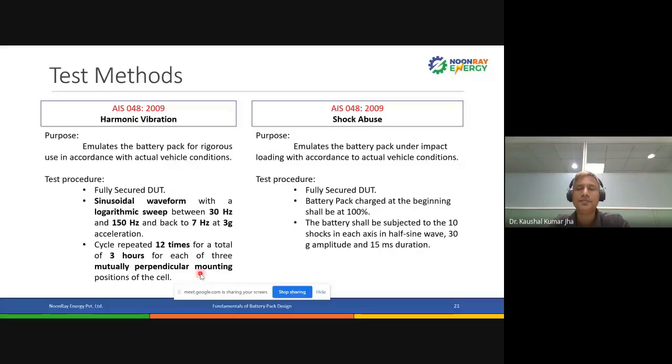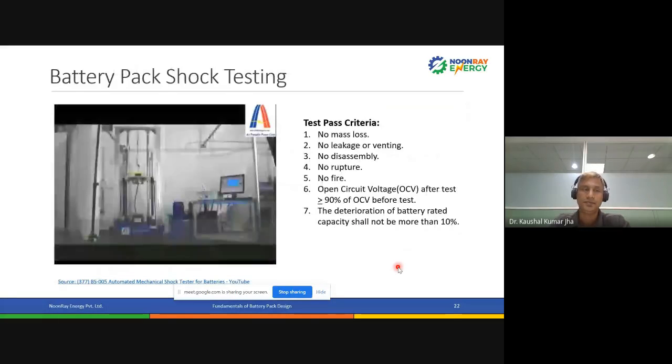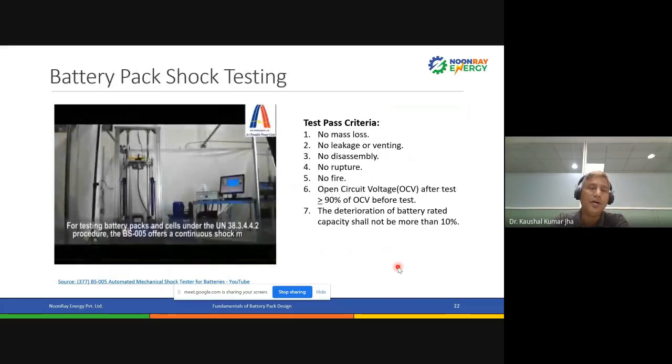And shock abuse: 10 shocks in each axis in half sine wave with 30 G. The G is acceleration due to gravity, and the duration of that would be 15 milliseconds. So that is one of how these tests are being done.